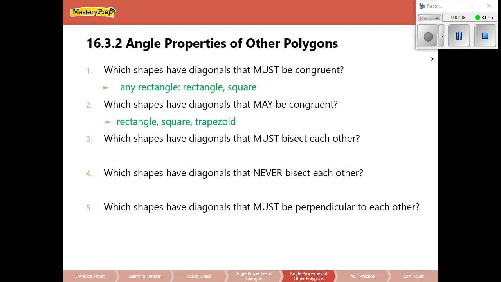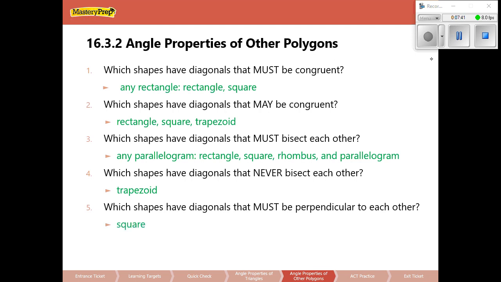Which shapes must they bisect? Well, any parallelogram, rectangle, square, rhombus, all of these, they will bisect each other. They'll cut each other in half. Which one will they never bisect? Trapezoid. In which shapes must the diagonals be perpendicular to each other? And that is going to be a square.